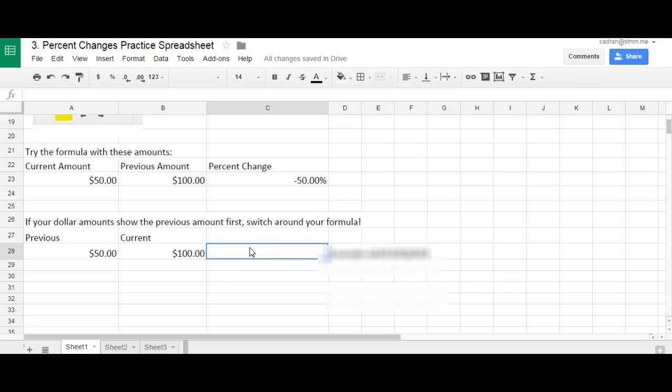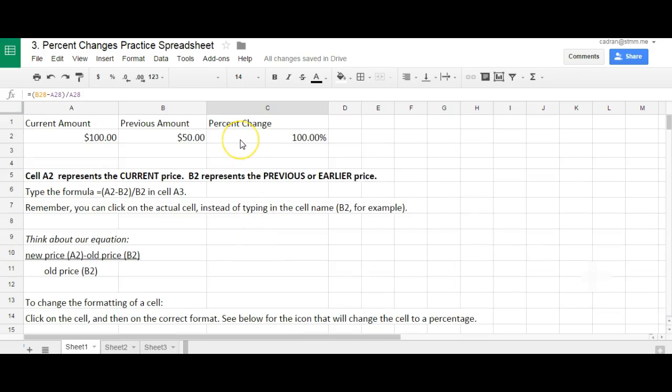It's also important to remember that if the amounts are reversed, in this case, previous amount is first and then the current amount, I can still calculate my percent change. I just have to be more careful about what I'm clicking on. Start with my equal sign and then my parenthesis. Now my current amount is second, so I'm going to click B3 minus the previous amount. Close my parenthesis over the previous amount, and I get a 1. That's the same answer that I got up top with the same information.